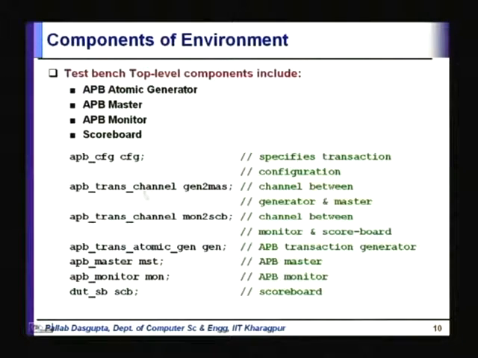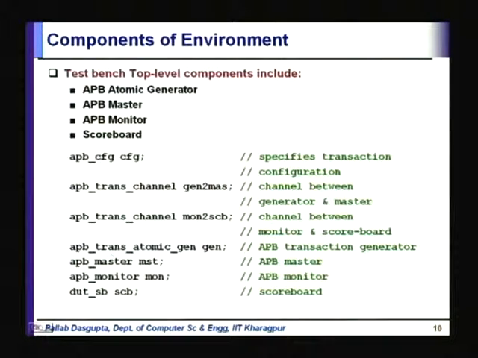This is the channel between the generator and master. So APB trans channel, this is a class, and we have this gen to mass, which is the generator to master channel. Similarly, we have the monitor to scoreboard channel. The scoreboard is the one which keeps track of the coverage. So from monitor there has to be a channel to the scoreboard.